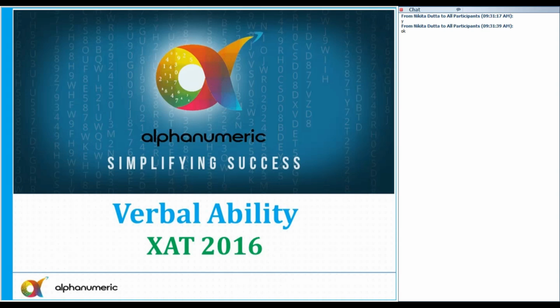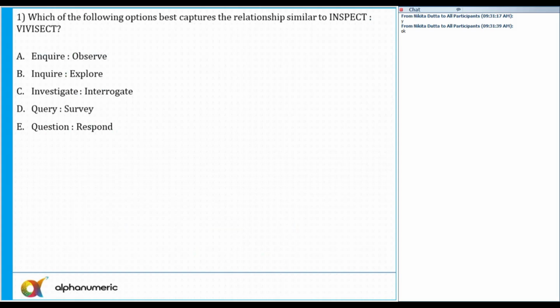Okay, let's check. Time is up. There were 26 questions in this paper. So one by one, let's take a look. Question number one asks which of the following will best capture the relationship similar to inspect is to vivisect.